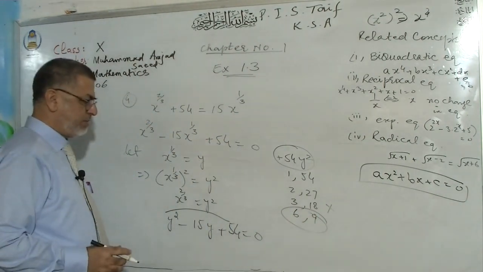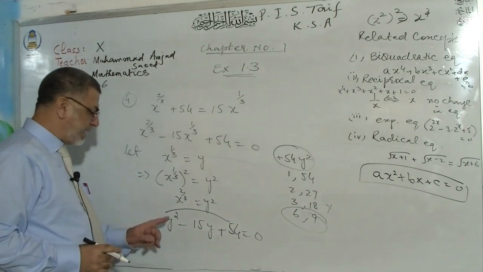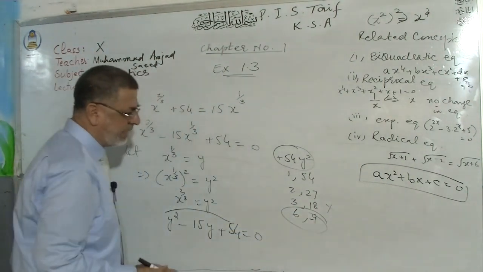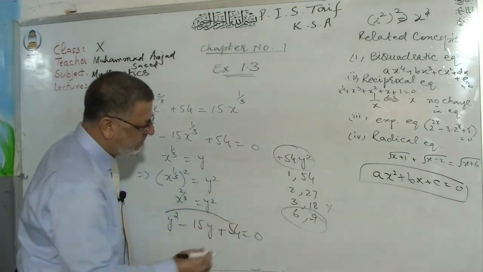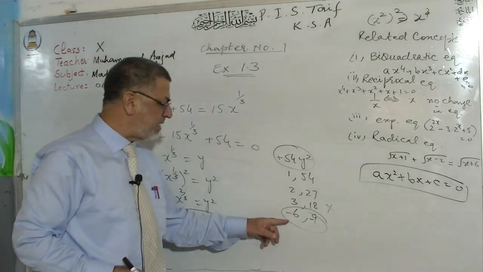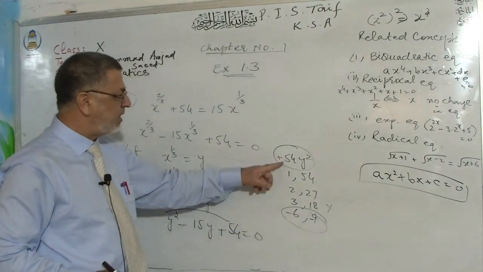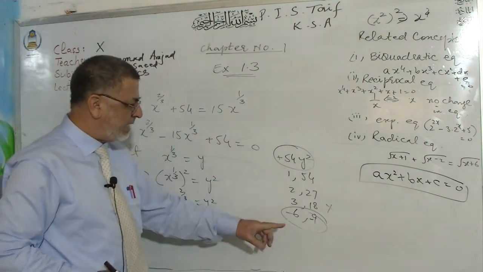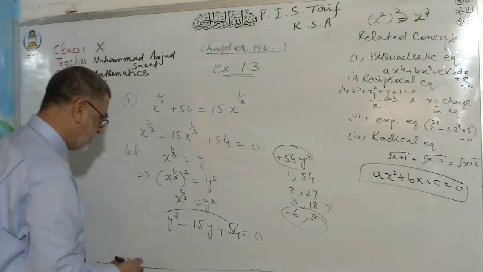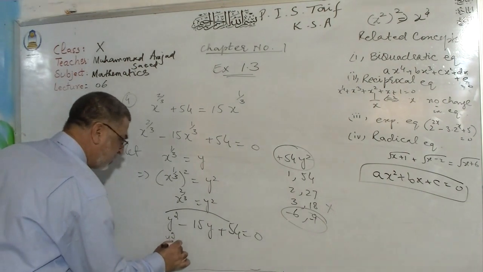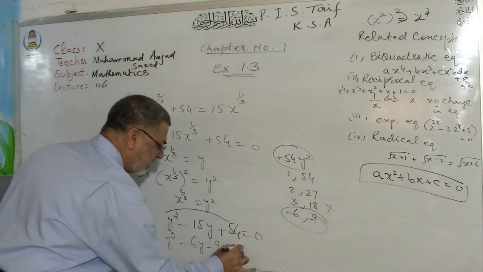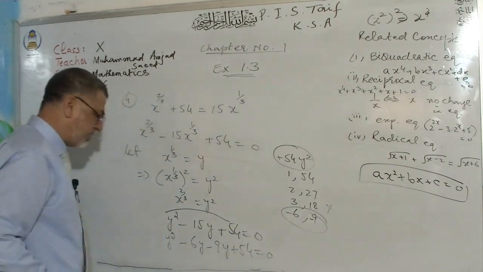This pair is possible. How? Now you can have the bigger component 9, it has negative sign, and here is 6, it is also negative sign. So minus minus plus. After multiplying, you are getting plus 54, and after adding, you are getting minus 15. So y square minus 6y minus 9y plus 54 is equal to 0.